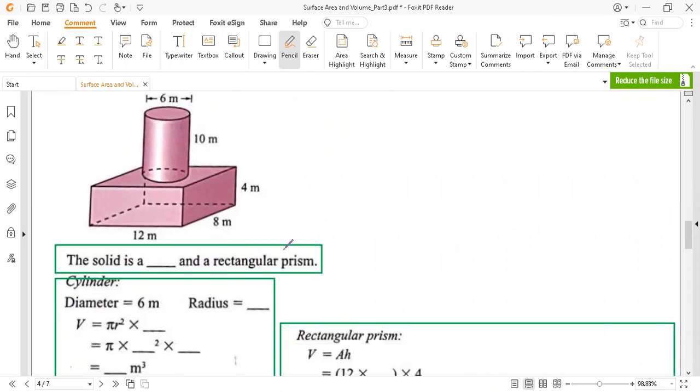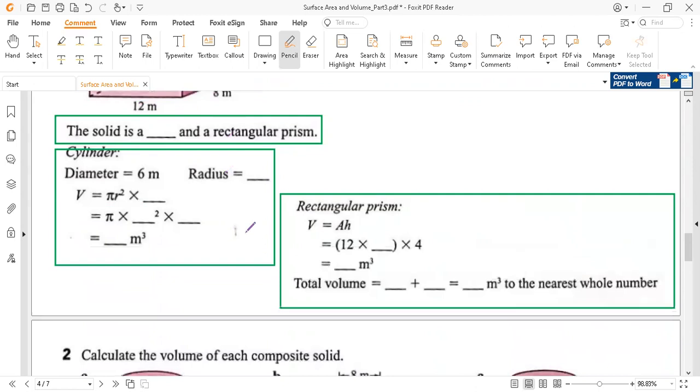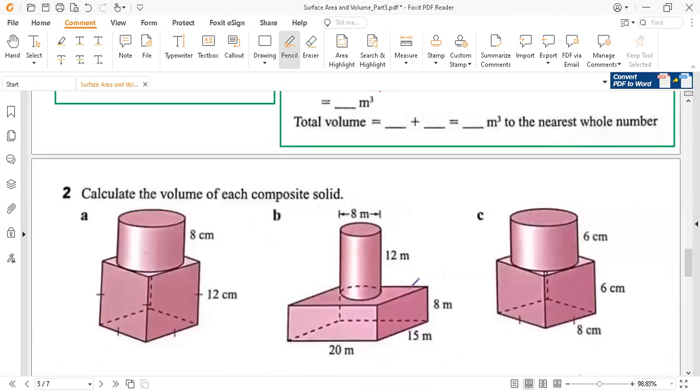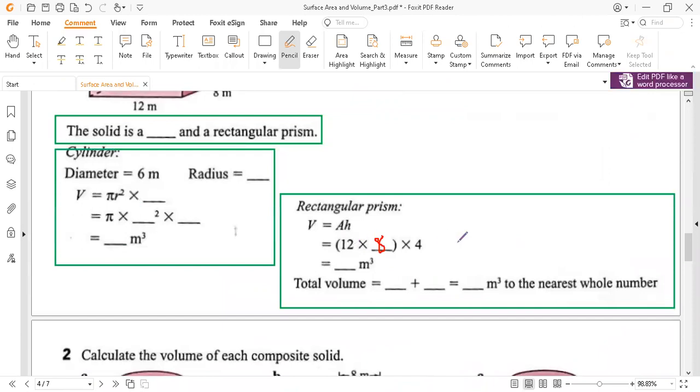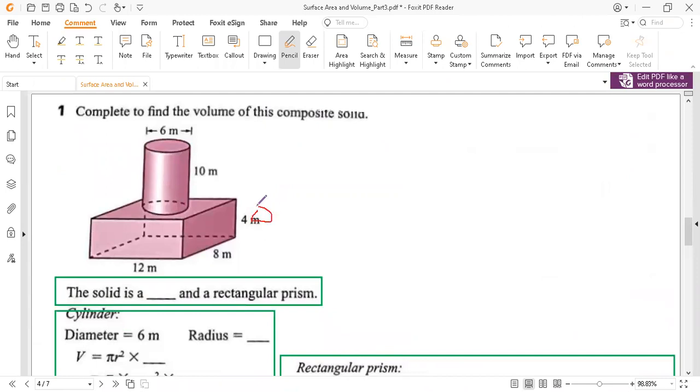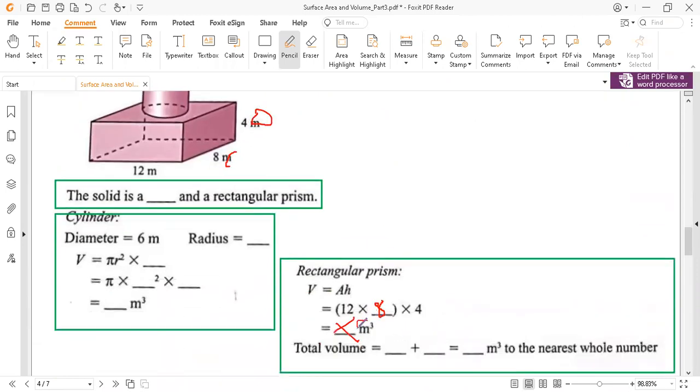So how about this one? Talking about the rectangular prism, the area of the base is a rectangle, so it is length by breadth, 12 by 8, and the height is 4. So 12 by 8 by 4, and it is easy to calculate. After that, we obtain some value in meters cubed, because all the measurement units are meters, so the volume is in meters cubed.